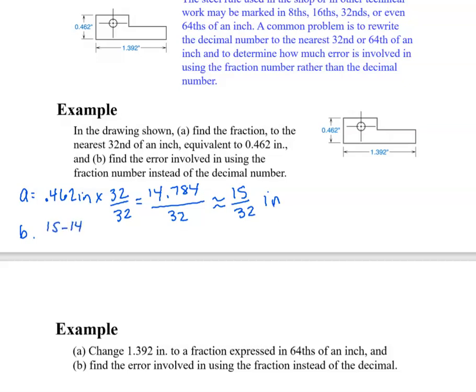And so to figure out the error involved in using the fraction number, we're going to take 15 minus 14.784 over 32. 15 minus 14.784 gives us 0.216 over 32. So that is 0.00675, and if we round that, we're going to get 0.0068 of an inch error.